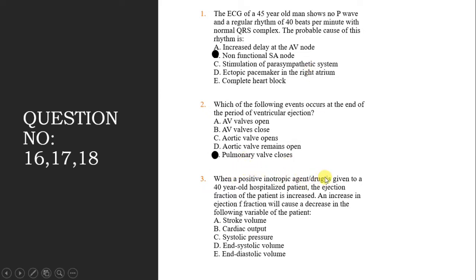When a positive inotropic agent is given to a 40-year-old hospitalized patient, the ejection fraction of the patient is increased. An increase in the ejection fraction will cause a decrease in which of the following variables of the patient: the stroke volume, cardiac output, systolic pressure, and diastolic pressure.